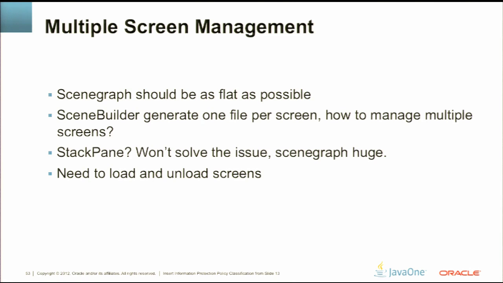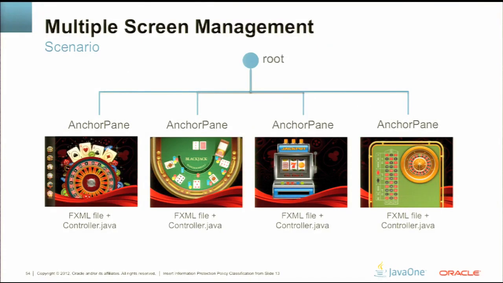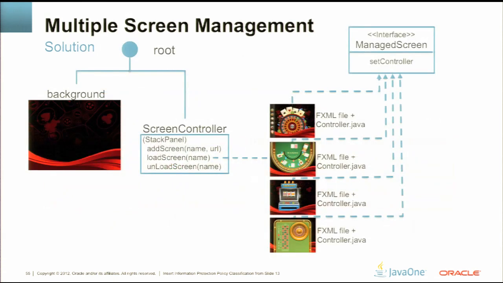Scene Builder generates one FXML file per screen. So this is what you have visually. You have your scene graph that has a root, and you might have different components for each screen. Again, if you use Scene Builder, you will have an FXML file plus a controller. So I ended up creating my own framework for unloading and loading the screens. All of them have a common background, so I just left the background there, and I have a screen controller that loads the particular screen at a given time. The screen controller is very simple: it has add screen, load screen, and unload screen.